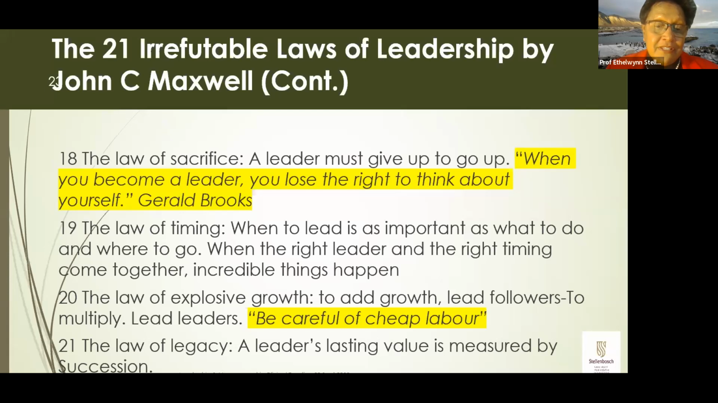Then there's the law of explosive growth. To add growth, lead followers; to multiply, lead leaders. And I want to say, be careful of cheap labor. That's my add-on, that's not what Covey says. But indirectly, he refers to using people that are experts in your environment, that are competent to do the job. You cannot use, and this is a sad situation happening, and that's why we have the high levels of litigation, because adverse events are growing. That's exploding. And that shouldn't happen.